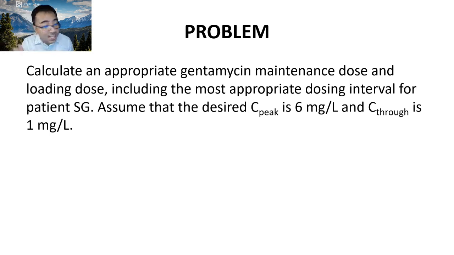Assume that the desired C peak, sinabi na sa problem, no, is 6 milligrams, although we know that it's between 5 and 10. And then the trough is 1. The ideal trough concentration is between 1 and 2. So, tama naman, at least ang sinabi dito is yung lowest possible, which is 1, ang target natin.